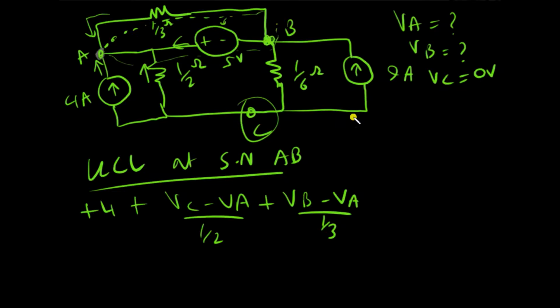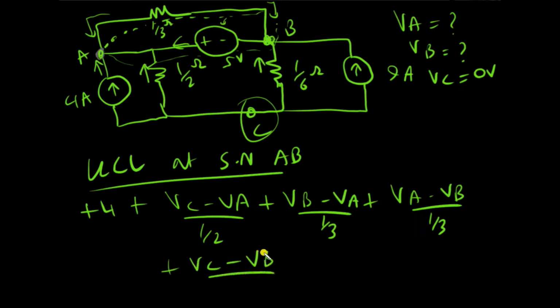And now let's move on to the other node in the supernode. There is one current coming from A, so that is VA minus VB divided by 1 by 3. And then there is one current coming from node C, so it is VB divided by 1 by 6. And then there is this last current coming from here, so that is plus 9, and I omit this current because it's clearly coming from the voltage source. So these are all the currents coming into the supernode, and here we have an equation. But we have two unknowns here, VA and VB, because VC is 0, and so we need another equation.